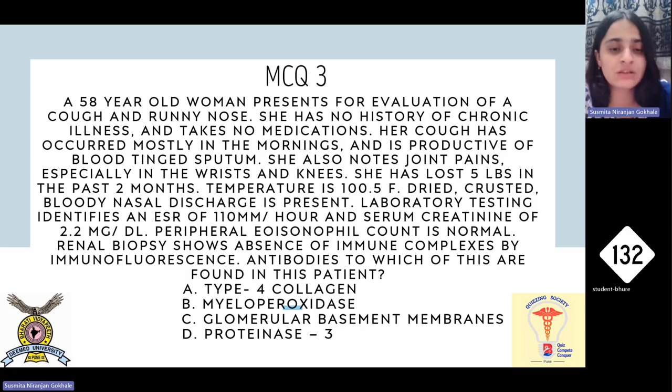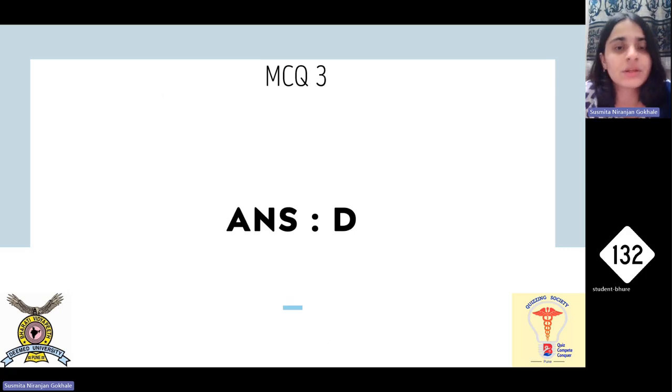The option C is glomerular basement membrane. Antibodies to glomerular basement membrane are seen in Goodpasture syndrome again. So this will not be the correct option as well. Hence, the correct answer will be option D. Now we'll see what the answer is. So yes, the answer is option D.